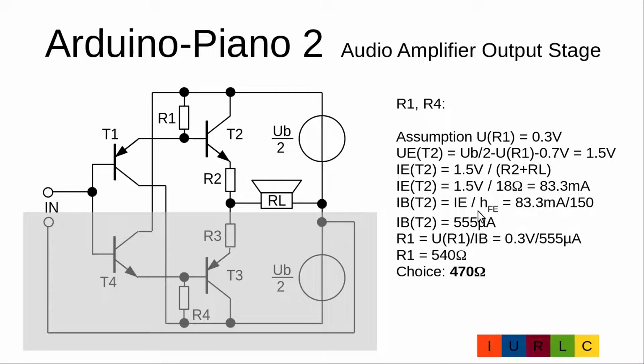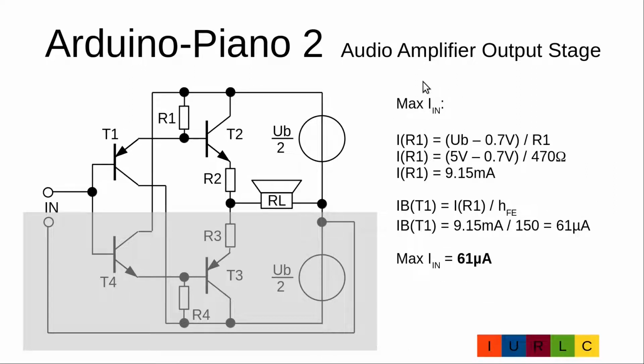This divided by the amplification of the transistor gives us 555 microamp, and with 505 microamps on 0.3 volt we get 540 ohm, and my next smaller resistor I have available is 470 ohm.